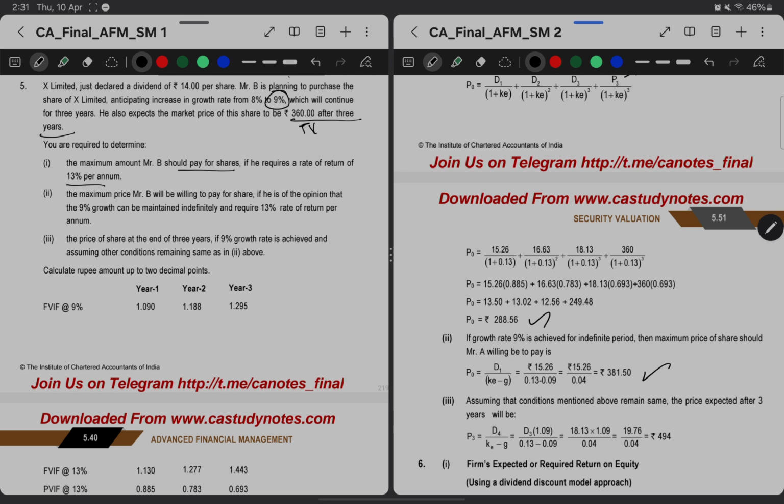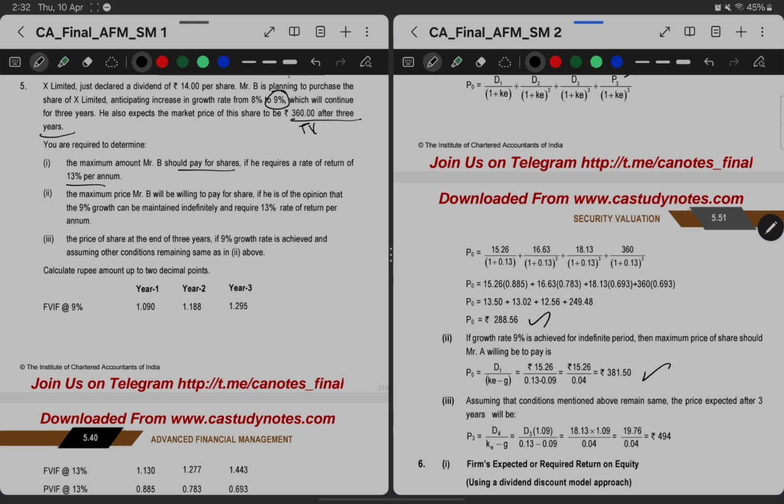This much will be the amount Mr. B will pay for the share if the share has 9% growth. Now the third requirement: the price of the share at the end of 3 years if 9% growth is achieved, assuming other conditions remain the same as in 2 above. So the other conditions are 13% rate of return and 9% growth eternally. They are asking for the price at the end of the third year.